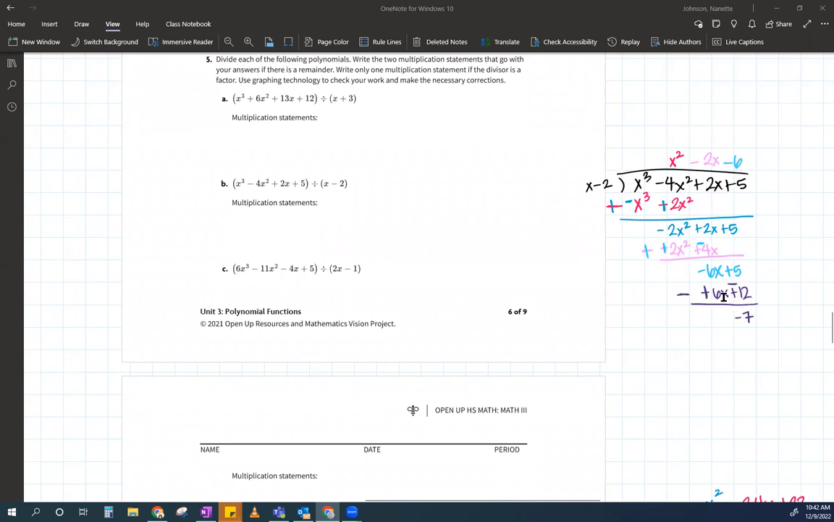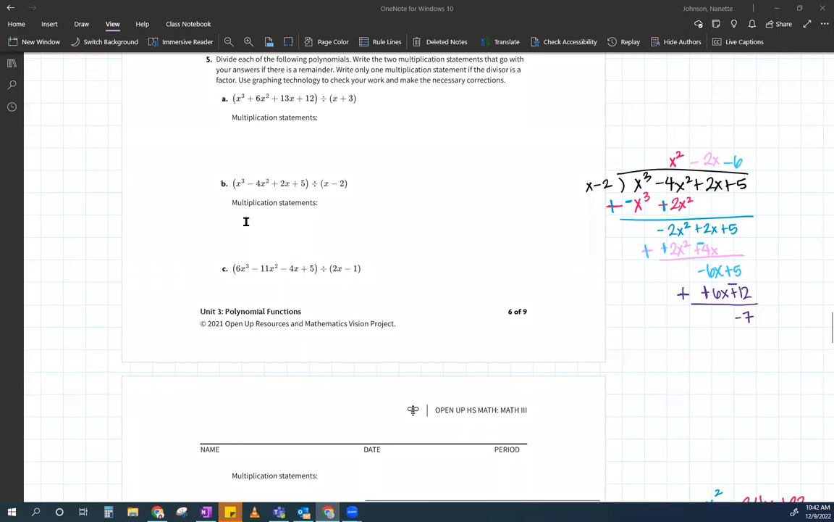So negative 6 times x is negative 6x. Negative 6 times negative 2 is positive 12. And then I subtract. So I'm going to add the opposites. So that negative 6x is now positive. That positive 12 is now negative. And then I subtract. These two cancel. Oops, I forgot to make this a plus sign. These two cancel, and then I get 5 minus 12, which is negative 7.